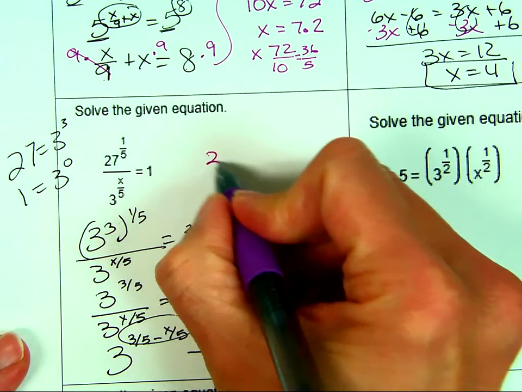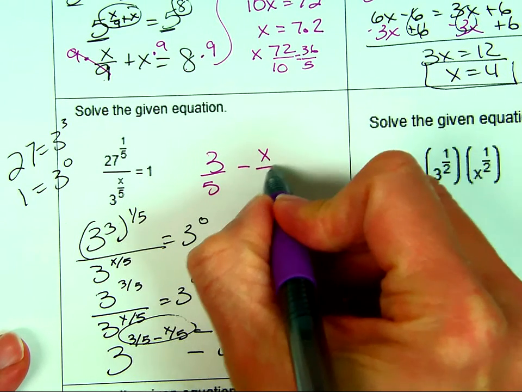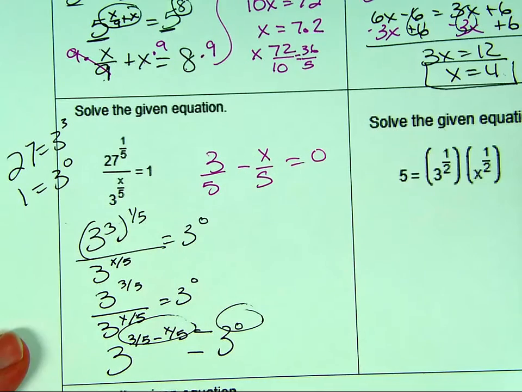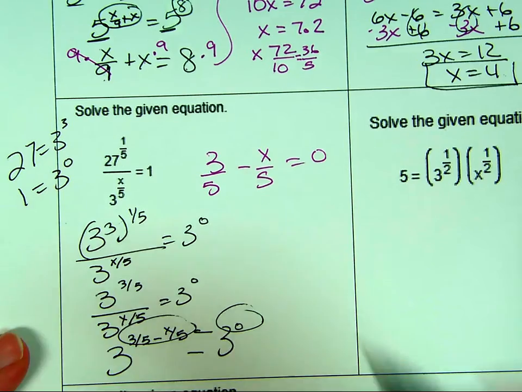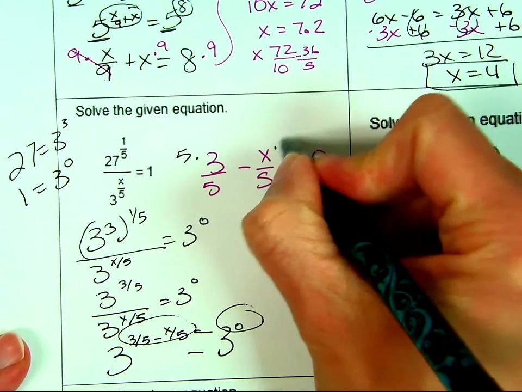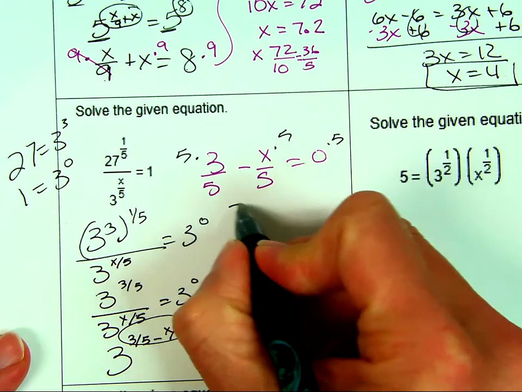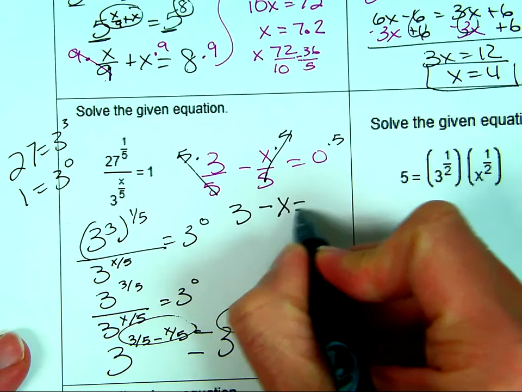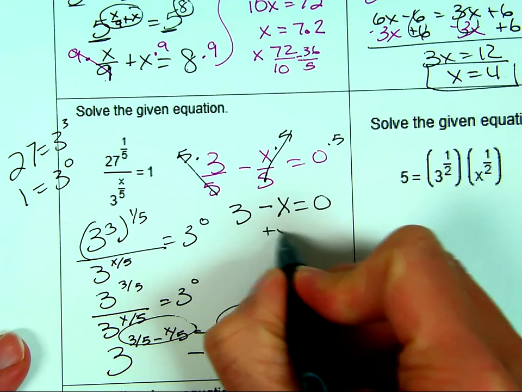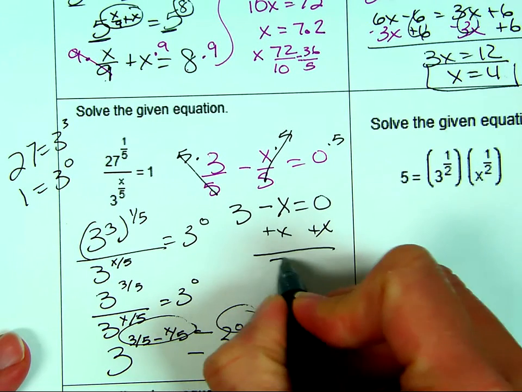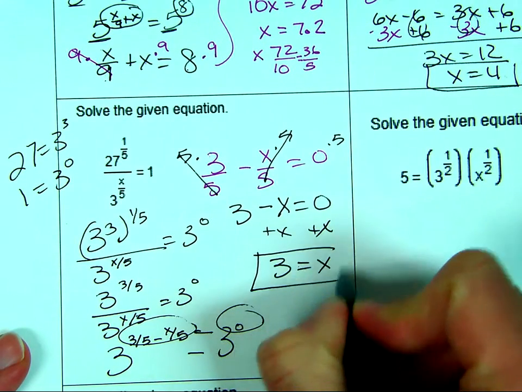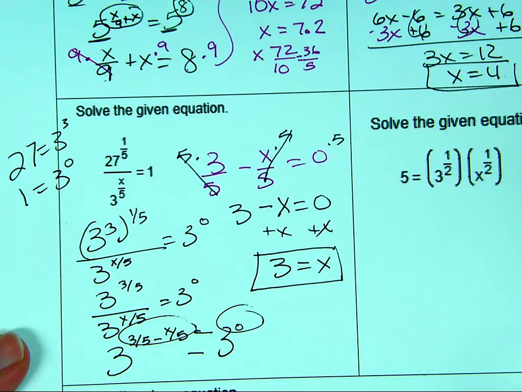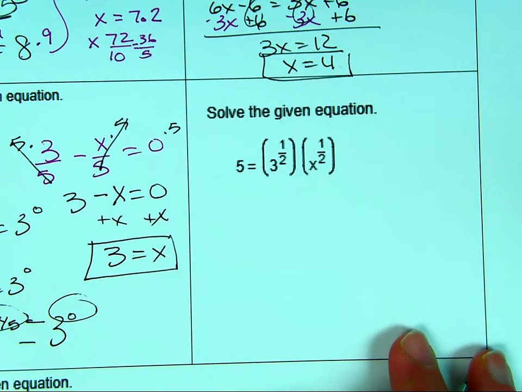So up here I get 3/5 minus x over 5 equals 0. Again, I'm going to use my common denominator rule. So I'm going to multiply by 5. So I'm going to get 3, because those cancel out, minus x equals 0. And if I add x to both sides, I get 3 equals x. Alrighty, isn't this fun? Okay, next.